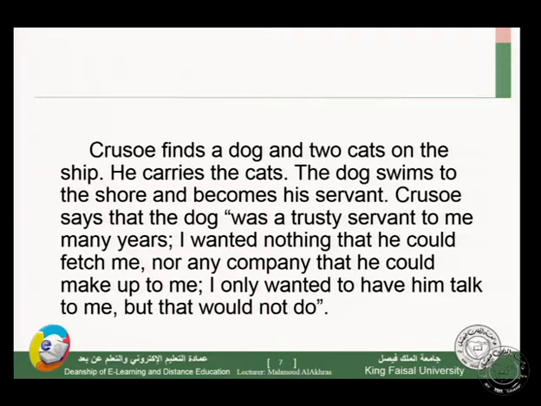Later we are going to explain this relationship between the dog and Crusoe, and the expression in which he deals with creatures and animals, especially animals and any creature, as his servant. Crusoe says that the dog was a trusty servant to me many years. I wanted nothing that he could fetch me, nor any company that he could make up to me.